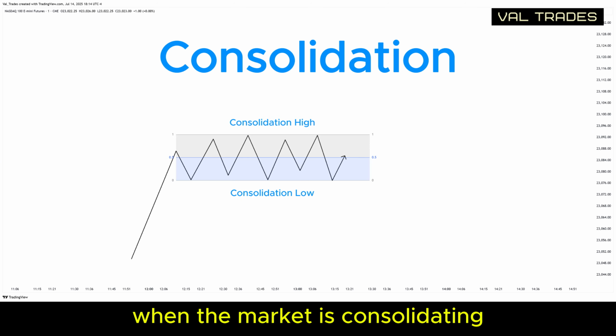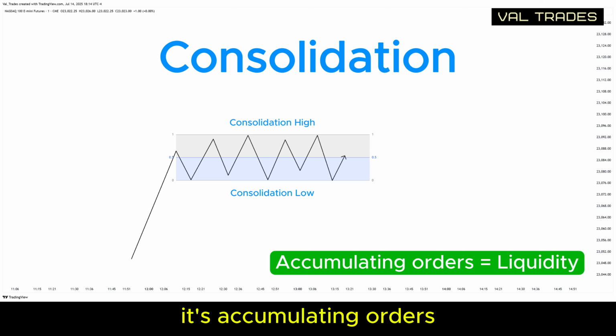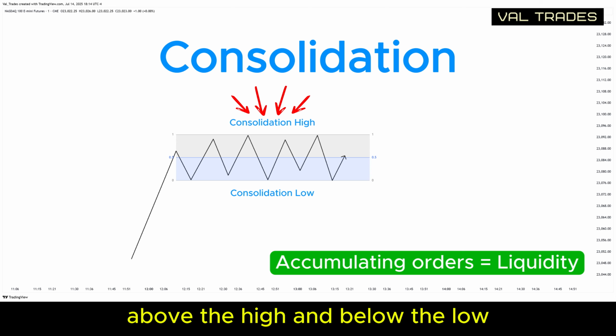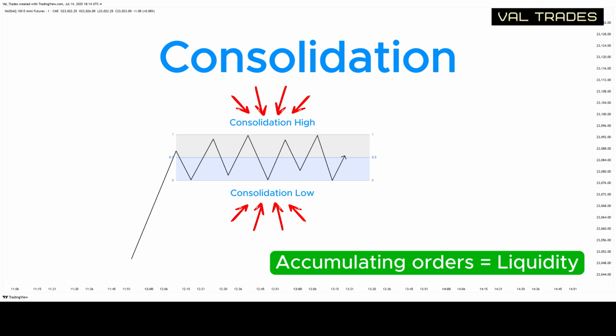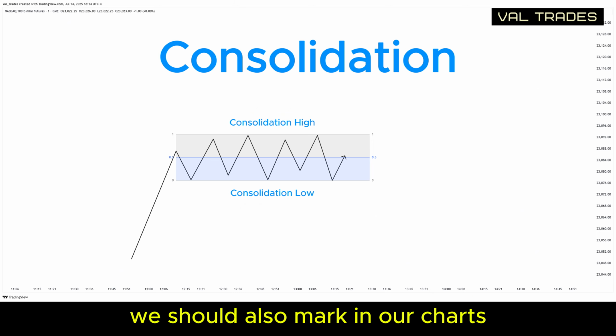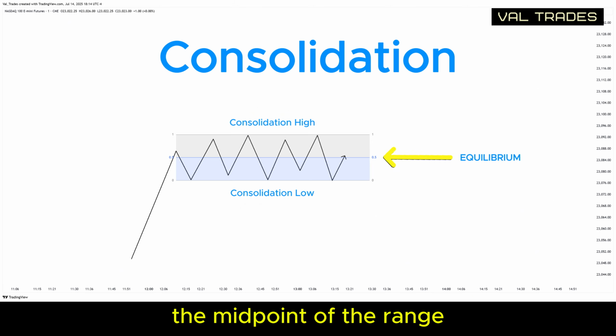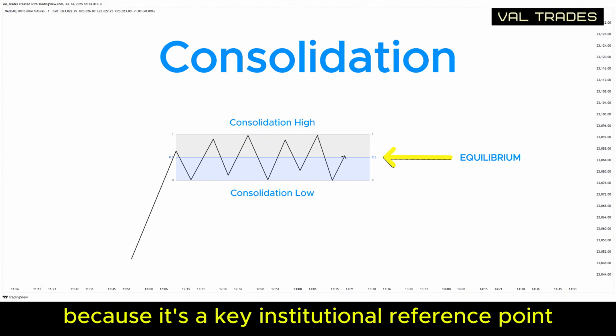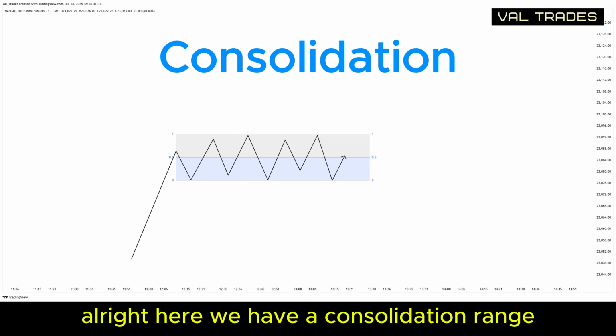When the market is consolidating, it's accumulating orders above the high and below the low. We should also mark in our charts the midpoint of the range, which is the equilibrium level, because it's a key institutional reference point. Alright, here we have a consolidation range.